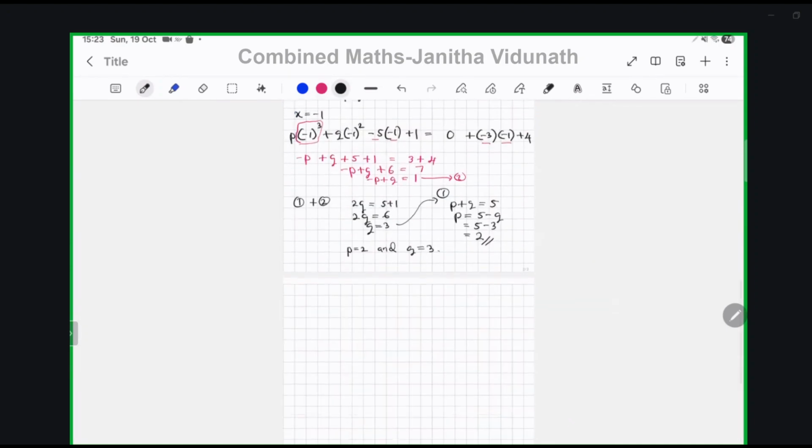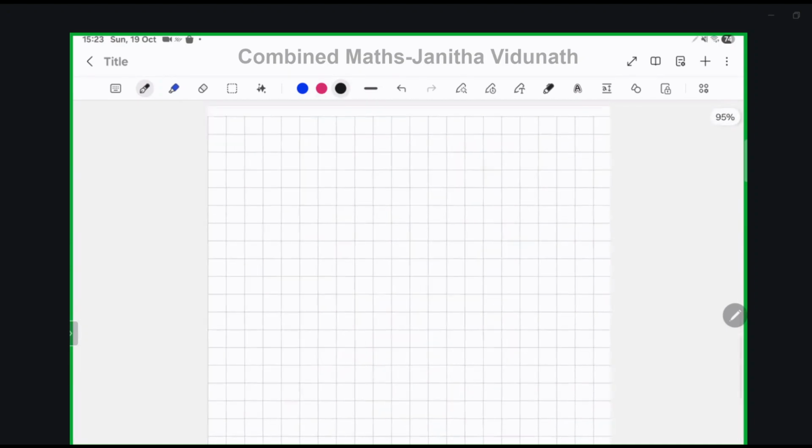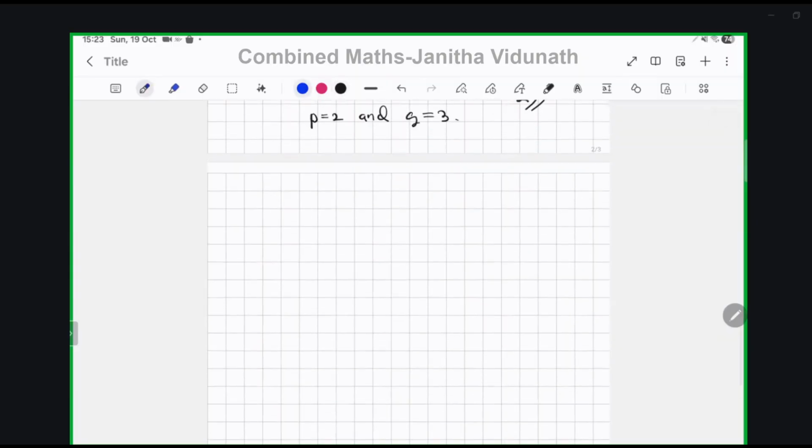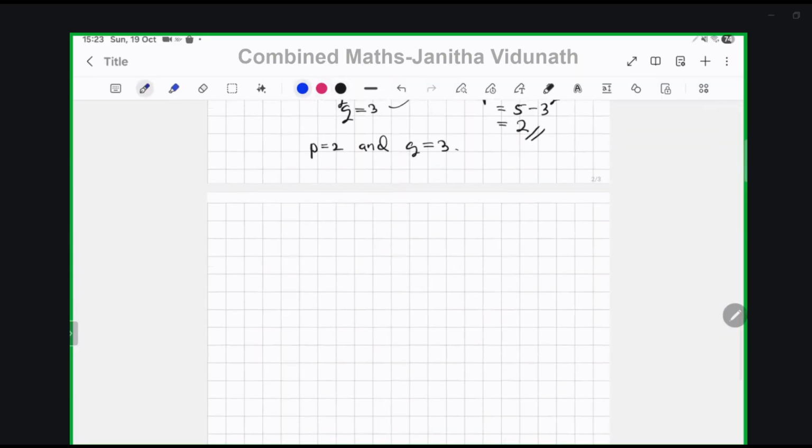Now I am going to solve the second question. Here we are given a polynomial called f(x). Nothing is mentioned about the f(x) function, but they have mentioned that it is divided by (x minus a) times (x minus b), and we need to find the remainder.